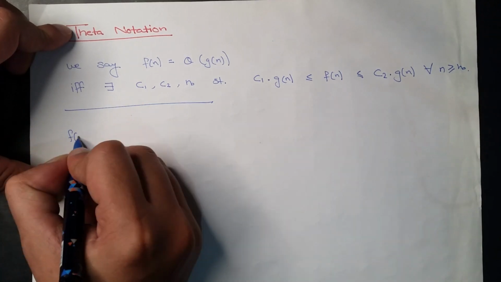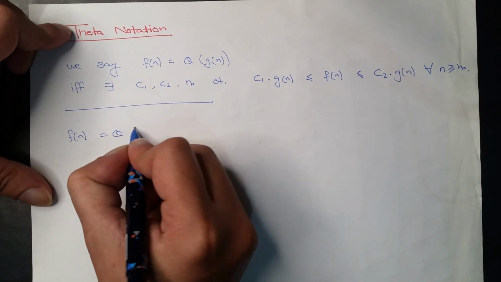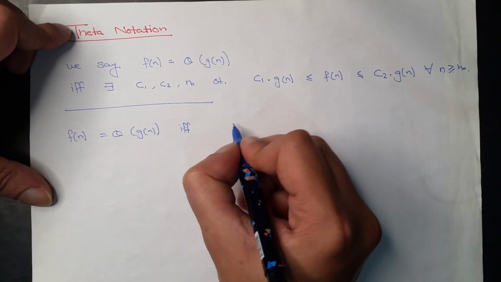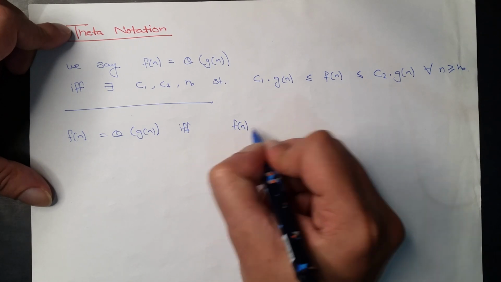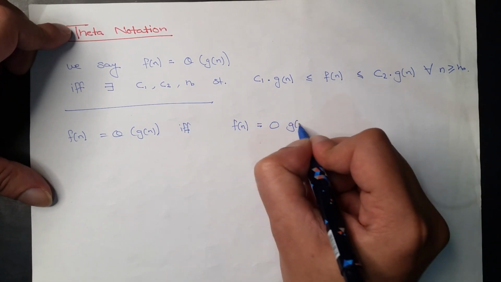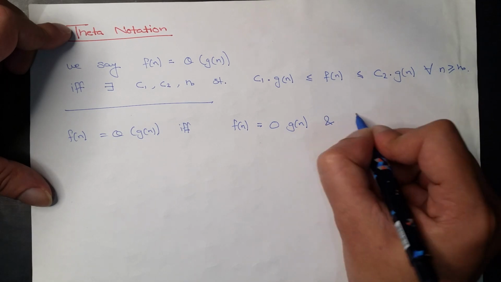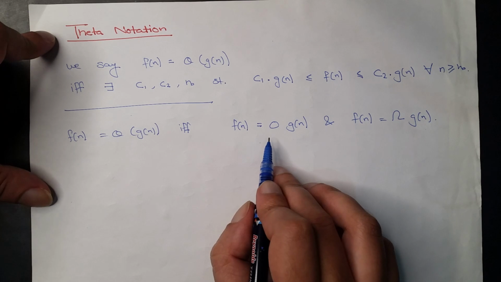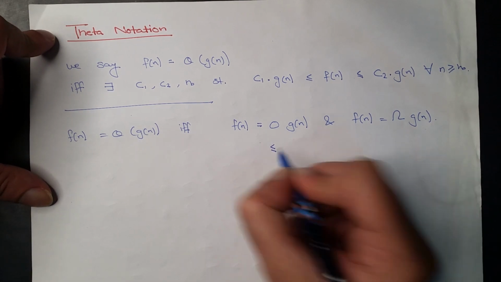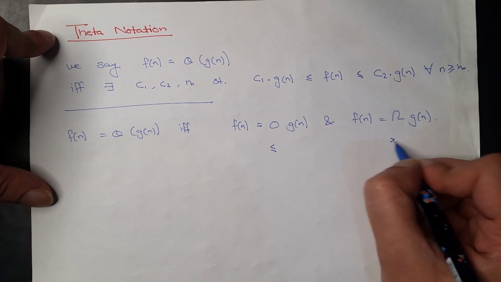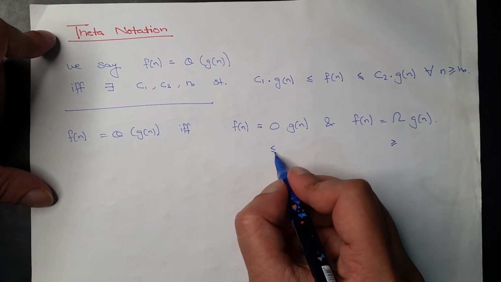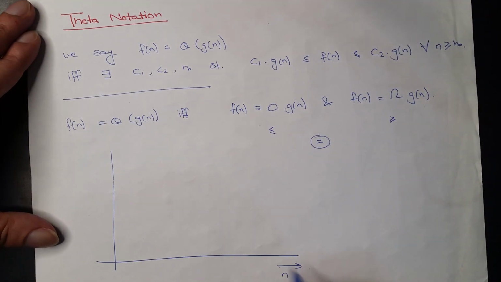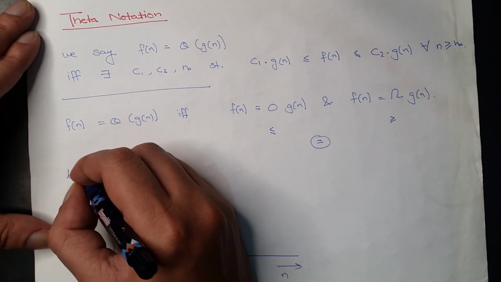Another way to write this: f(n) is theta of g(n) if and only if f(n) is big O of g(n) and f(n) is big omega of g(n). Since big O means less than or equal to and big omega means greater than or equal to, the intersection would mean equal to. Graphically, the x-axis represents the input size and the y-axis represents time complexity.